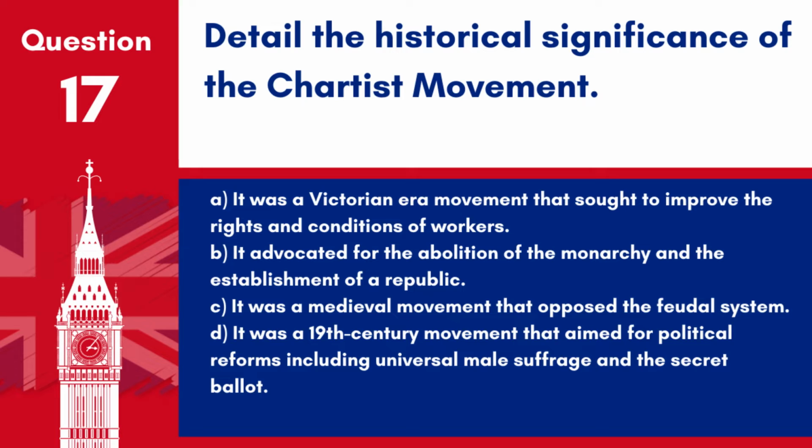Question 17. Detail the historical significance of the Chartist movement. A. It was a Victorian-era movement that sought to improve the rights and conditions of workers. B. It advocated for the abolition of the monarchy and the establishment of a republic. C. It was a medieval movement that opposed the feudal system. D. It was a 19th-century movement that aimed for political reforms, including universal male suffrage and the secret ballot.